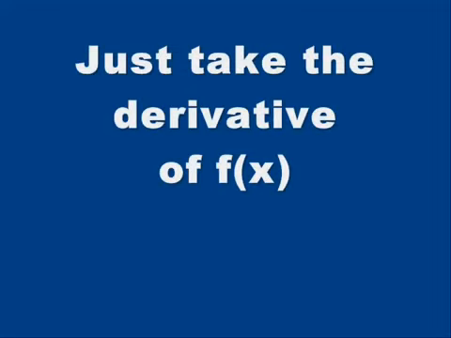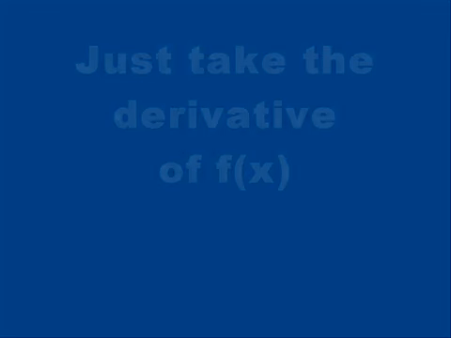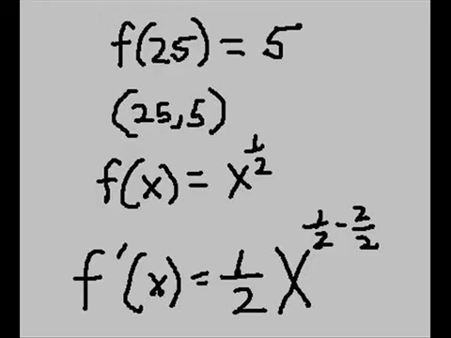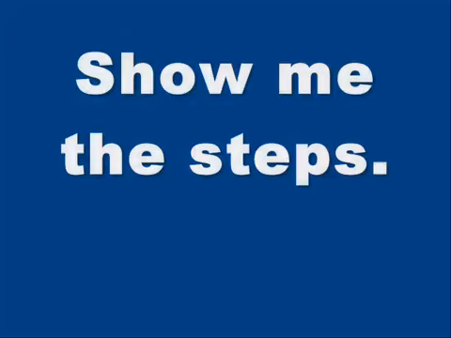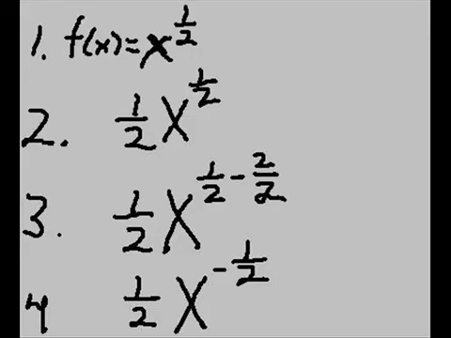Well, I just take the derivative of f of x. F of 25 equals 5, and I have a point 25, 5. Now I said I got to take the derivative of f of x. F of x equals x to the 1/2 power. F prime of x will be, well, 1/2 x to the 1/2 minus 2/2 power. Could you show me the steps? I'll be delighted. First, I take the 1/2, I put that in front of the x. Then I subtract 1 from the power.